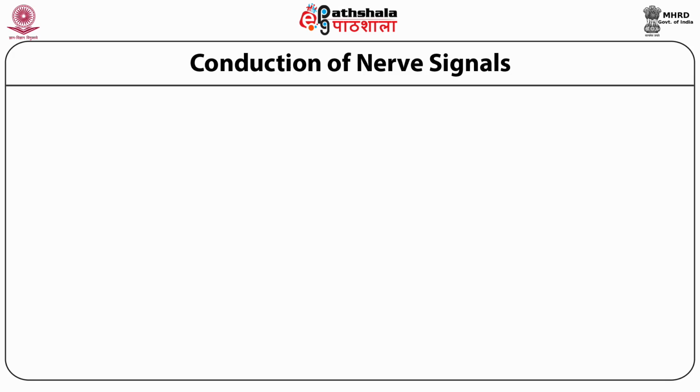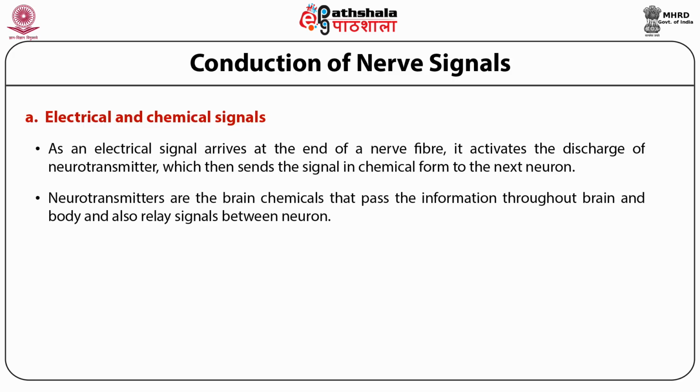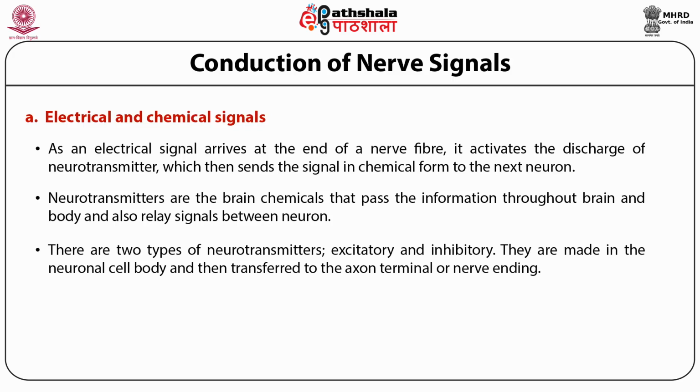Synapses can be electrical or chemical. Electrical and chemical signals. As an electrical signal arrives at the end of a fiber, it activates the discharge of neurotransmitter, which then sends the signal in chemical form to the next neuron. Neurotransmitters are the brain chemicals that pass the information throughout the brain and the body and also relay signals between neurons. There are two types of neurotransmitters, excitatory and inhibitory.